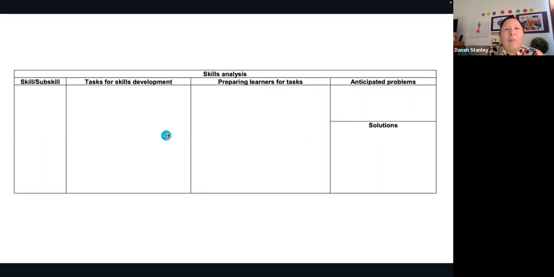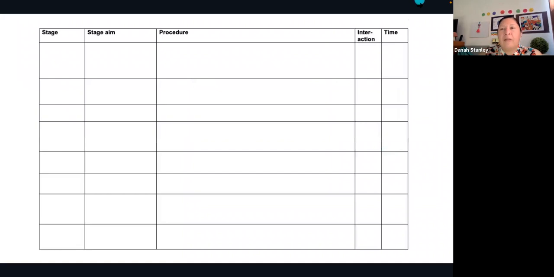And here, for example, to identify what is the pre, what is the while, what is the post. Identify exactly what they are going to do and what they are going to develop in this skill, if it is oral, written, speaking, reading, or listening, and what possible problems and solutions I will offer to my students, okay?